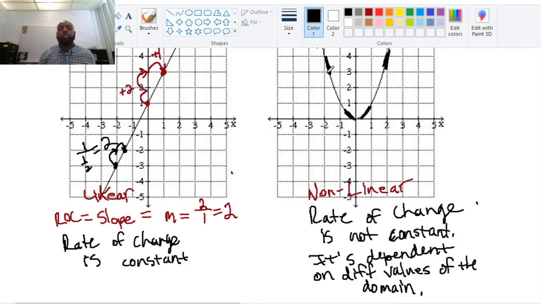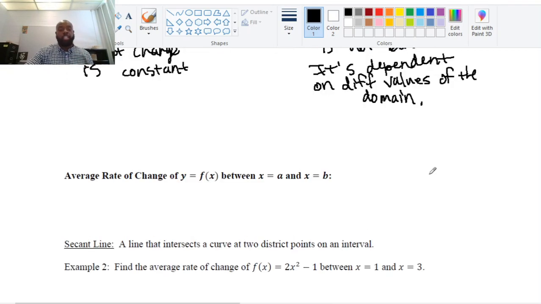Here, if I were to pick 2 points, for instance, I go down 1 and a half, get these 2 points here, I go right a half and up 1, right? I'm getting two totally different estimates of rate of change, right? And that is why we have to look at what we call average rate of change.